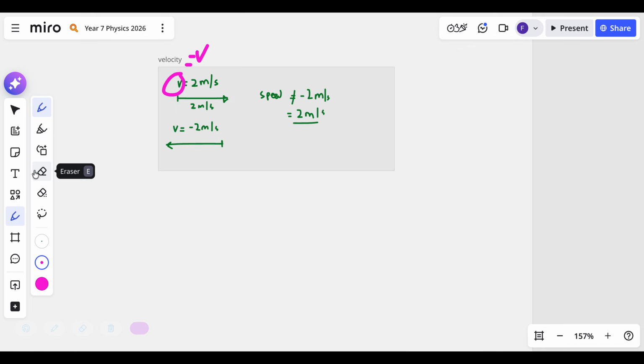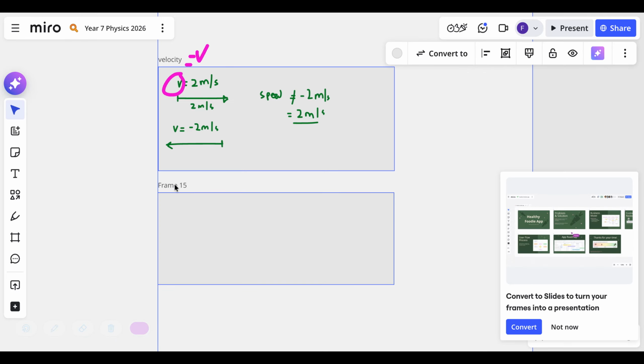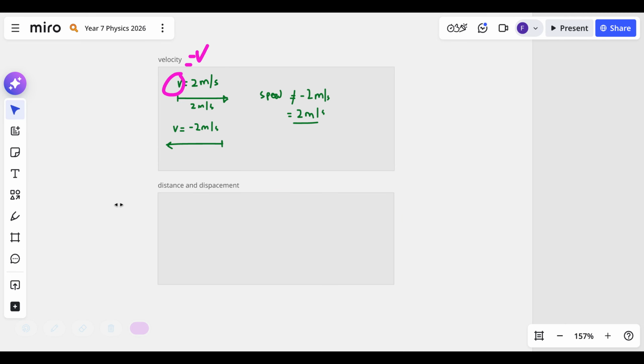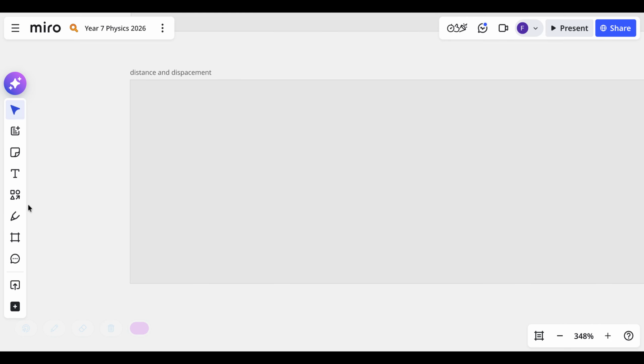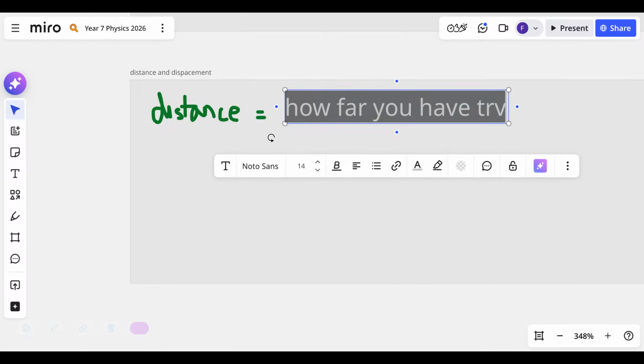So now we're going to have a look at distance and displacement and what's the difference. Distance is in meters. If I talk to you about distance, it is simply how far you have travelled. How far you have travelled.